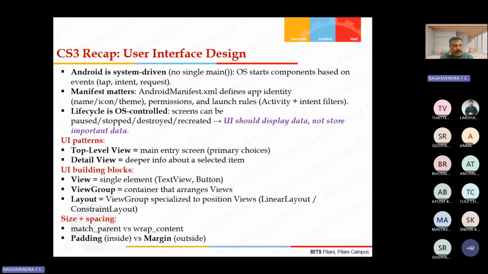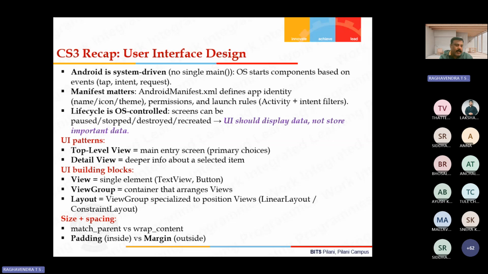Okay. So UI building blocks, where we go with the view group and the layout. A view is a single element. It could be a small icon, or a folder, whatever it is. It could be a text view or a button, or anything as such. And view groups are containers that arrange the views, how they have to be displayed and placed. A layout is a view group specialized to propose positions for different views. So it could be a linear layout or a constraint layout.